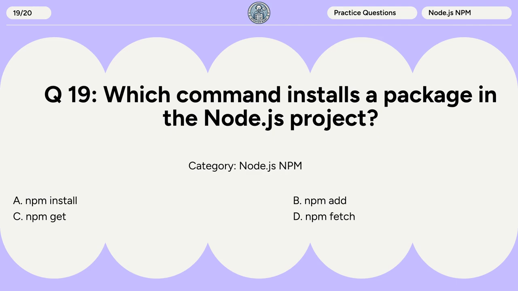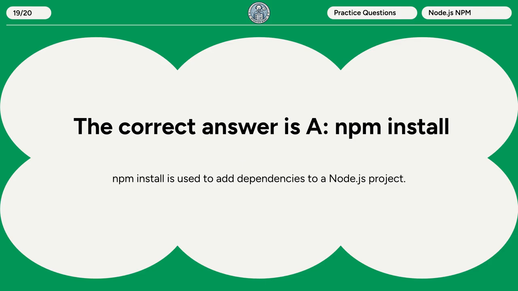Question 19. Which command installs a package in the Node.js project? A. npm install. B. npm add. C. npm get. D. npm fetch. The correct answer is A. npm install. npm install is used to add dependencies to a Node.js project.